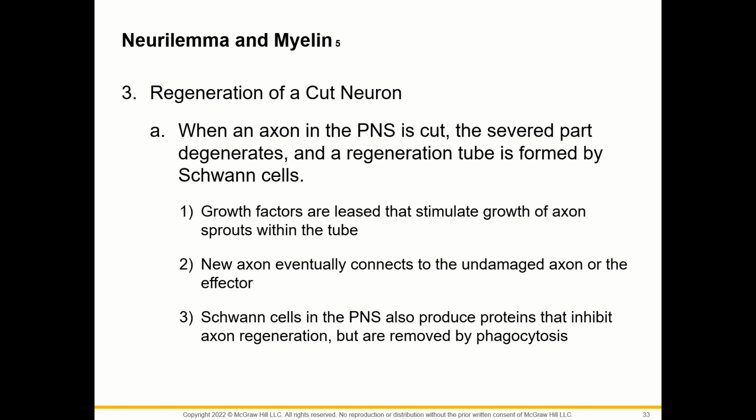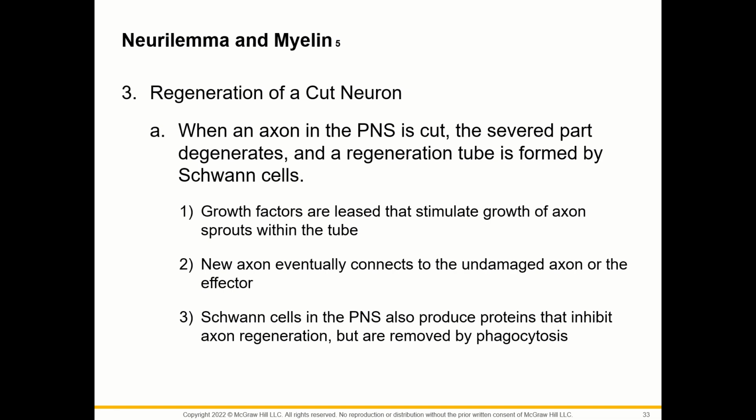Here's the regeneration, as I had mentioned, with the peripheral nervous system. So if an axon in the peripheral nervous system is cut, the severed part degenerates and a regeneration tube is formed by the neurolemmocyte Schwann cells. Growth factors are released that stimulate growth of the axon sprouts within a tube. So they kind of grow like little fingers towards the severed end. And the new axon eventually connects to the undamaged axon or the effector.